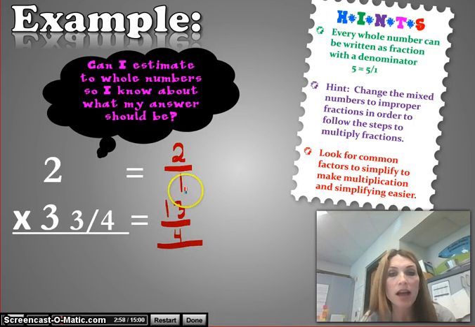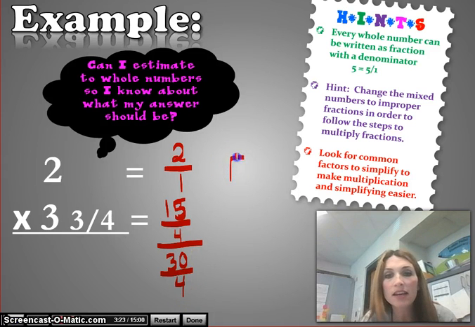Now I can multiply 2 times 15. Sorry, made a little mistake there. 2 times 15, that's going to be 30. 1 times 4 is 4. Okay, so I have 30/4. This is an improper fraction. So this is when I'm going to need to change my improper fraction back into a mixed number.